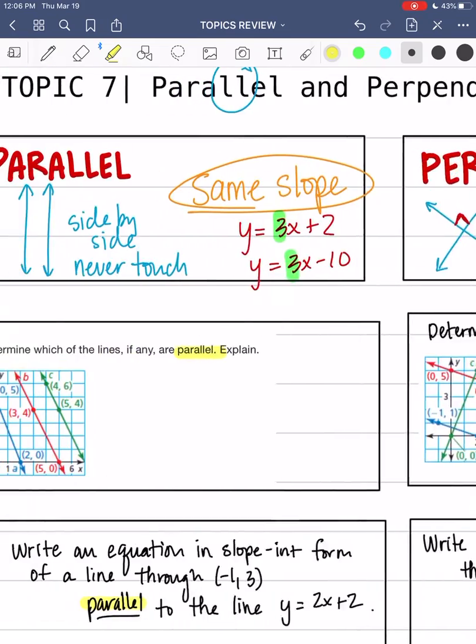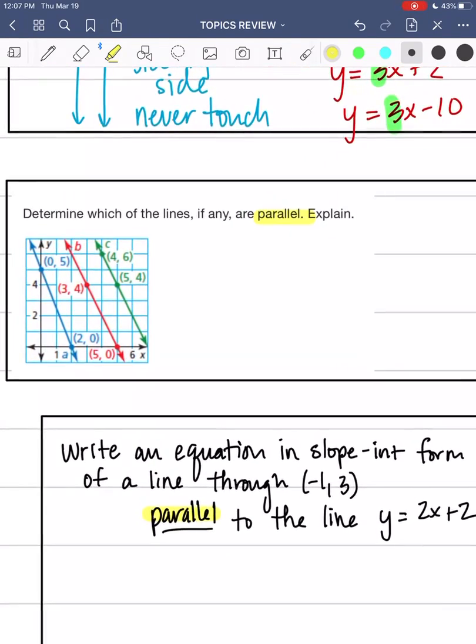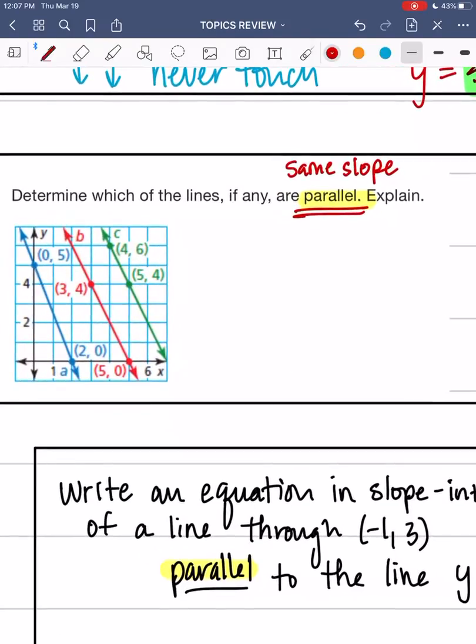Okay, let's look at parallel first. So here's this question. This may or may not be a question directly off of your practice, so pay really close attention. It says determine which of the lines, if any, are parallel. So if they are parallel, they'll have to have the same slope. It's nice we have this picture. They look really, really similar, right? But let's be certain. So let's look at this blue line first and try to find the rise over run of the blue line.